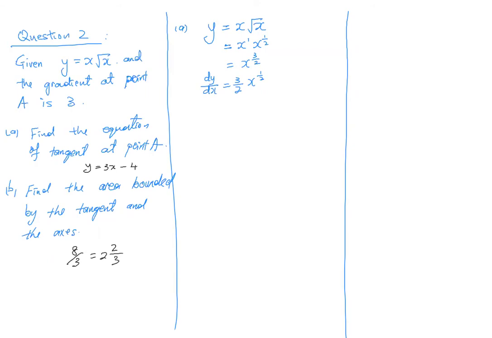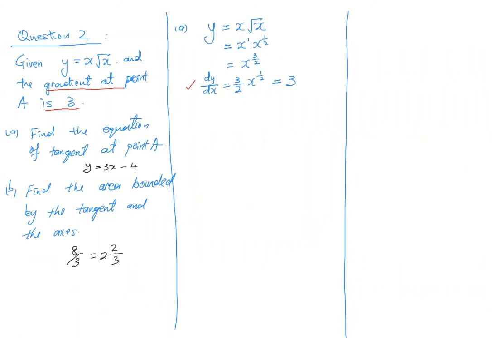Kevin. After I get the gradient function already, then what should I do? Beg your pardon, teacher. After I got this, then what should I do? I wrote 3 over 2x power half equals to 3. Correct. So you use this information. So you write that equal to 3. So after you write equal to 3, then what to do? Kevin, tell me. After that part, I blur already.